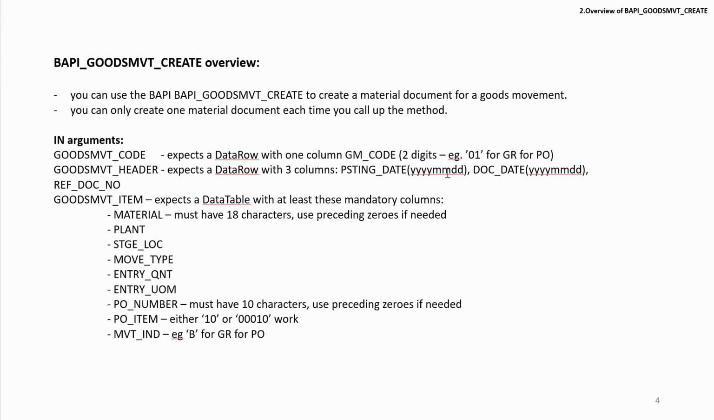And there are some specific formats that the date has to have. The goods movement underscore item expects a data table with at least some of these mandatory columns. Material is not mandatory, but usually it could be useful. The plant, the storage location, movement type, entry, quantity. So basically the quantity and the unit of measure, the purchase order number, the purchase order item, and the movement indicator, which is B in the case of goods receipt for purchase order. So that's kind of fixed if you want to receive goods against the purchase order.